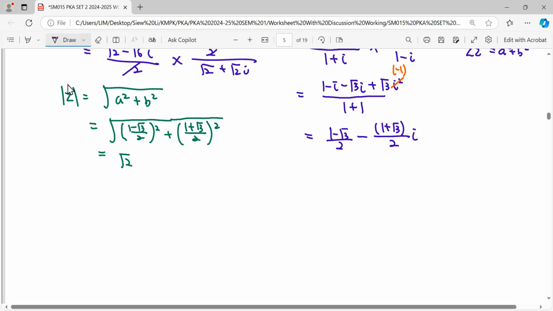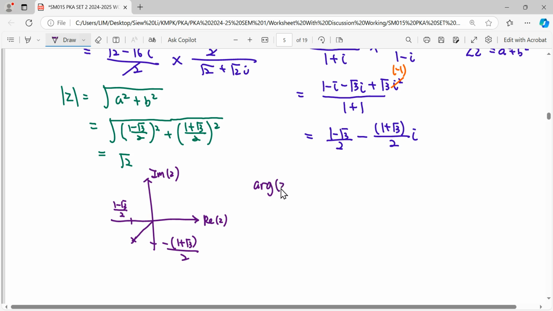Then when we move on to argument, argument means the angle made by the complex number in the Argand diagram. So we can see, we plot the Argand diagram. As you can see, this is negative value. And this complex number also negative value. So means our complex number is, this is real, this is imaginary.